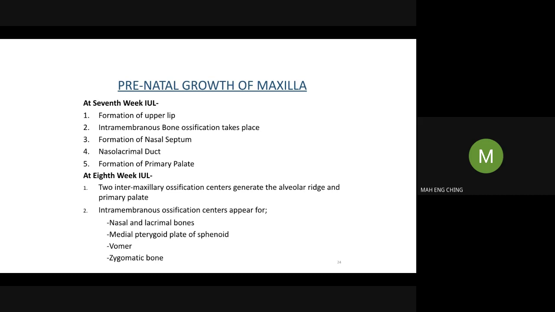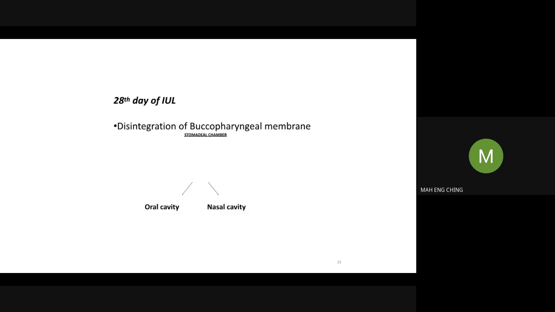Then at 8 weeks, 2 intermaxillary ossification centers generate the alveolar bridge of the primary palate. This time we will talk about it with a picture, which is easier. Then intramembranous ossification centers appear for the nasolacrimal bone, the medial pterygoid plate of the sphenoid, the vomer, and the zygomatic bone. We use the picture to explain this.